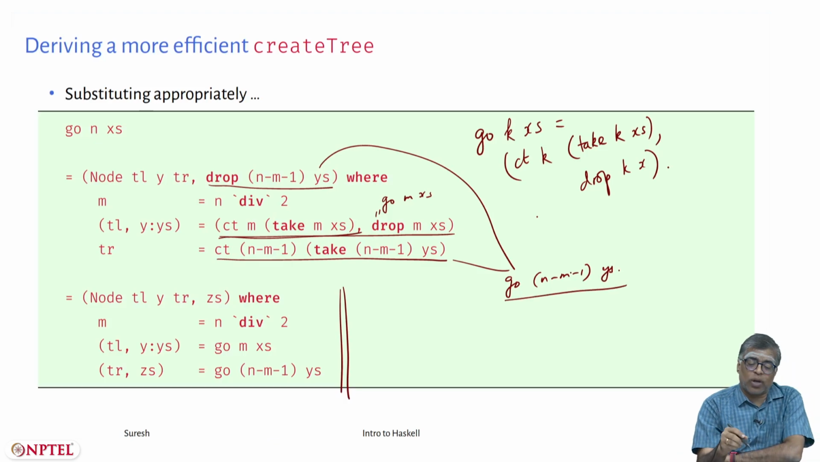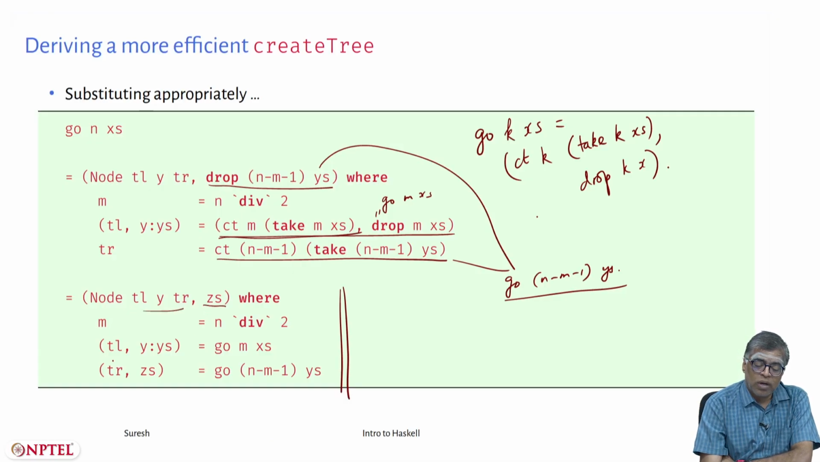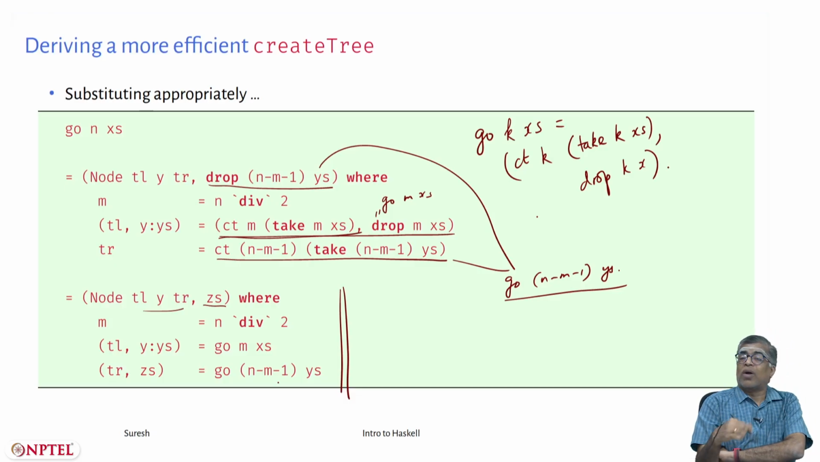let's see how the program works. Your go n x's is nothing but node tl y tr comma z's, where m is n div 2, tl comma y colon y's is go m x's, tr comma z's is go n minus m minus 1 y's. Now I have derived this, but it is also intuitive. Okay, so let me give an intuitive explanation.